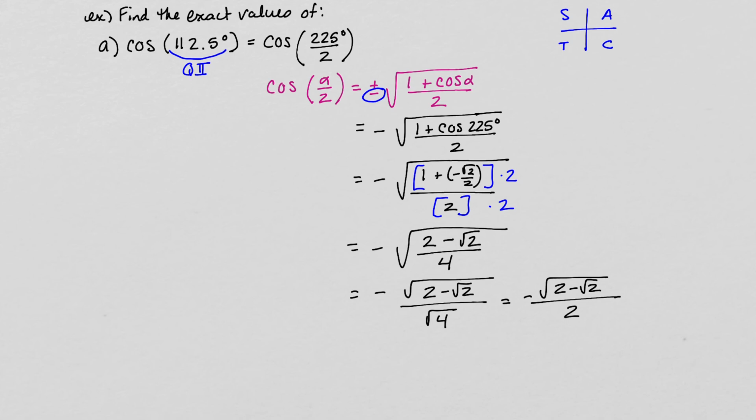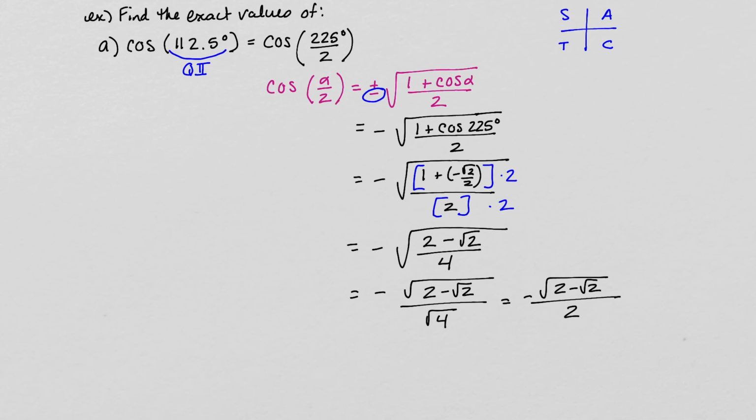And usually at this point, people want to try to cancel things, but you can't cancel anything out because the 2's in the top, one is under just the first square root, one is under a double square root. So you cannot cancel them out.